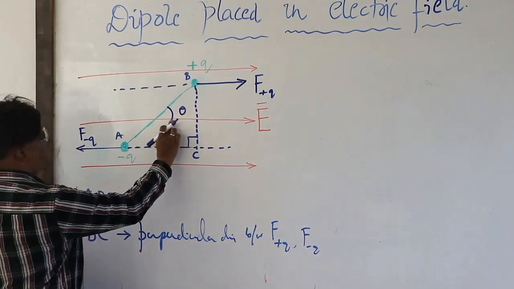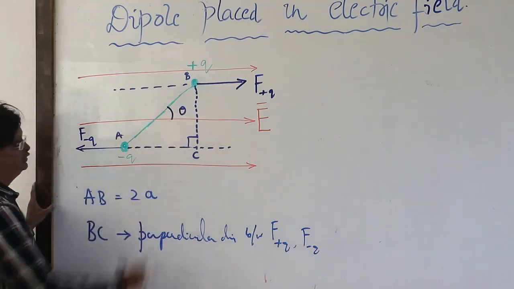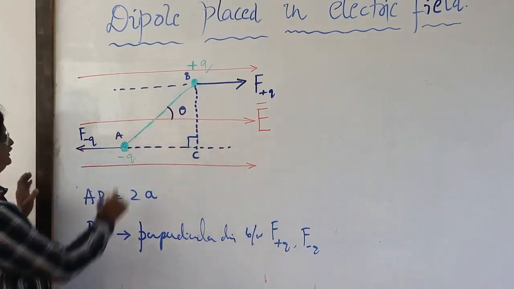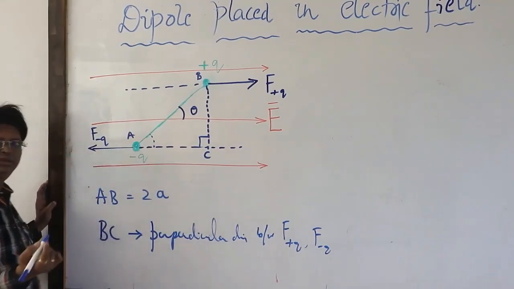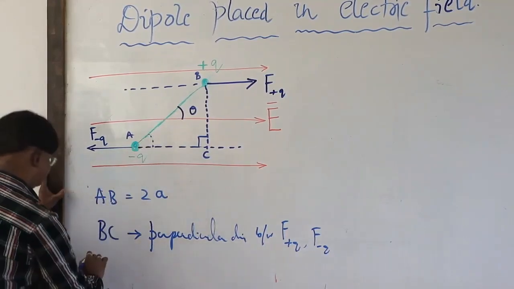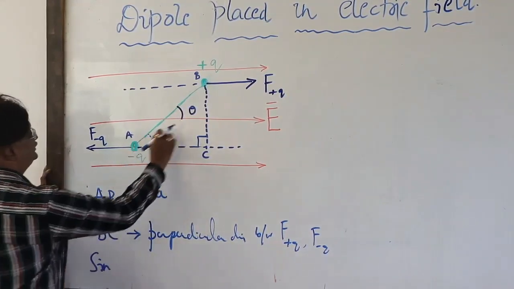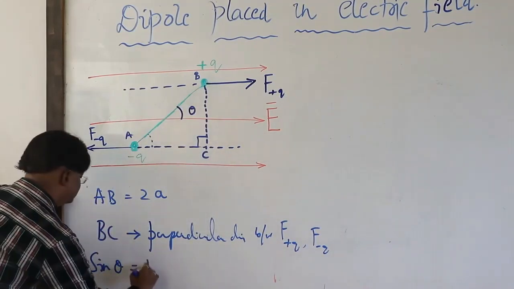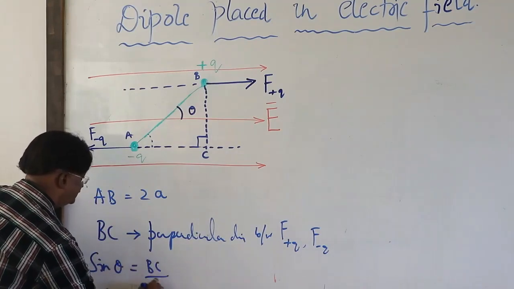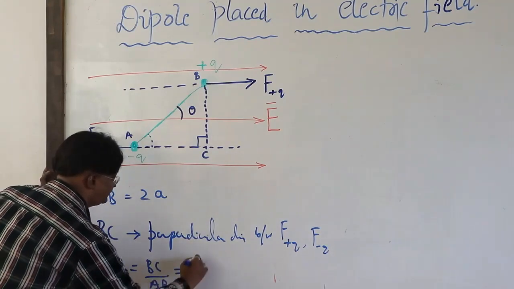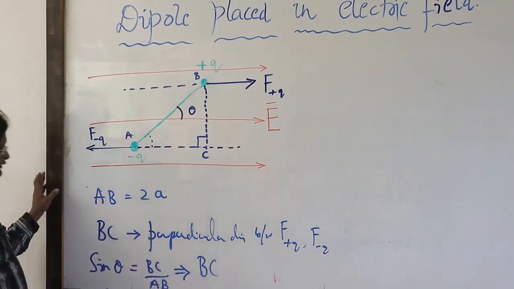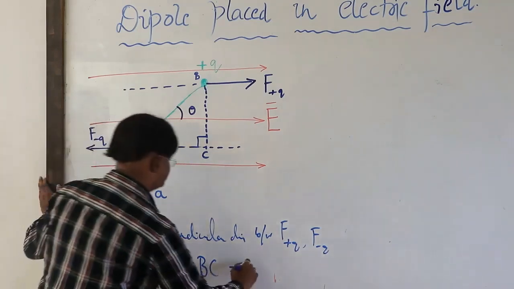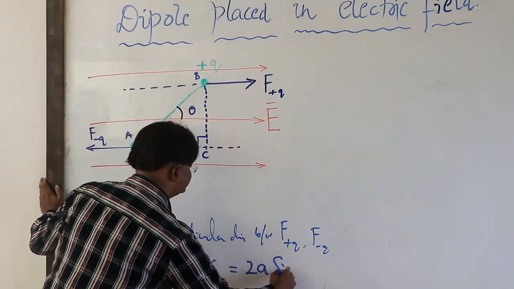And now this is the angle theta here, right? So for this theta, how to write BC? You will see. If this is theta, this also happens to be theta. Therefore, sin theta, because for this theta this happens to be the opposite side, so sin theta is BC by AB, which implies BC, the perpendicular distance, is AB times sin theta. What is AB? 2a. Therefore, BC is equal to 2a sin theta, which is one important thing.